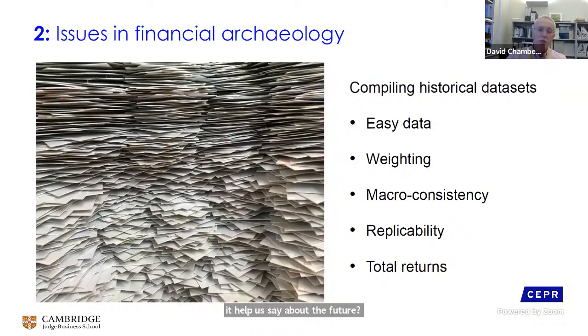In order to do that, we need to continue to compile historical data sets. There are various issues that need to be addressed. One is that we need to avoid the great temptation just to collect what we call easy data. A very simple example of that is simply to collect data on companies or securities that have survived through to today, and not to take account of any selection bias.